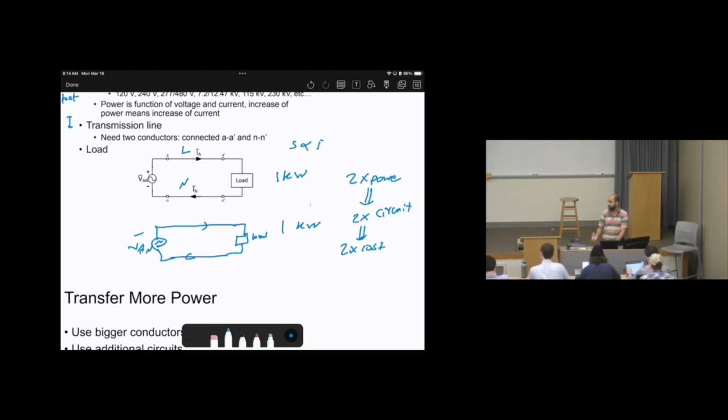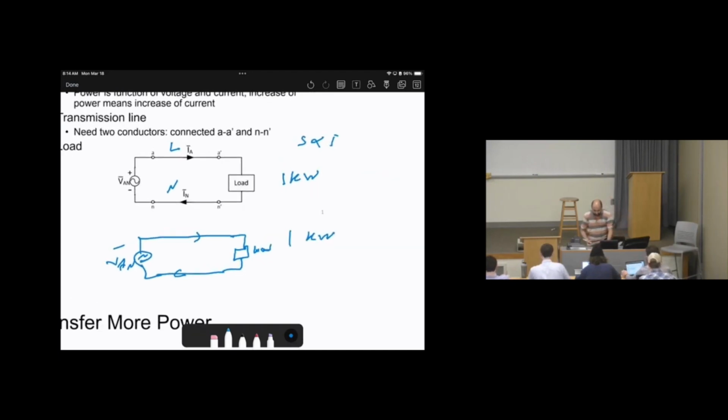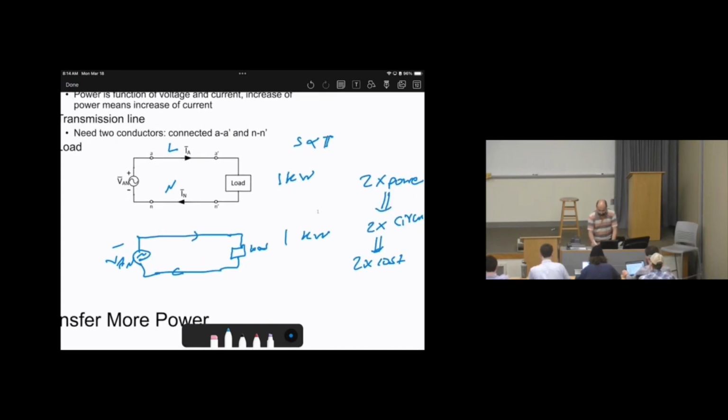Is this correct? Yes? That's what we have. Now let's think about it. Is there any other economical solution than doubling the power, doubling the costs? Can we find a way to make it cheaper than that? Yes, we can. How?